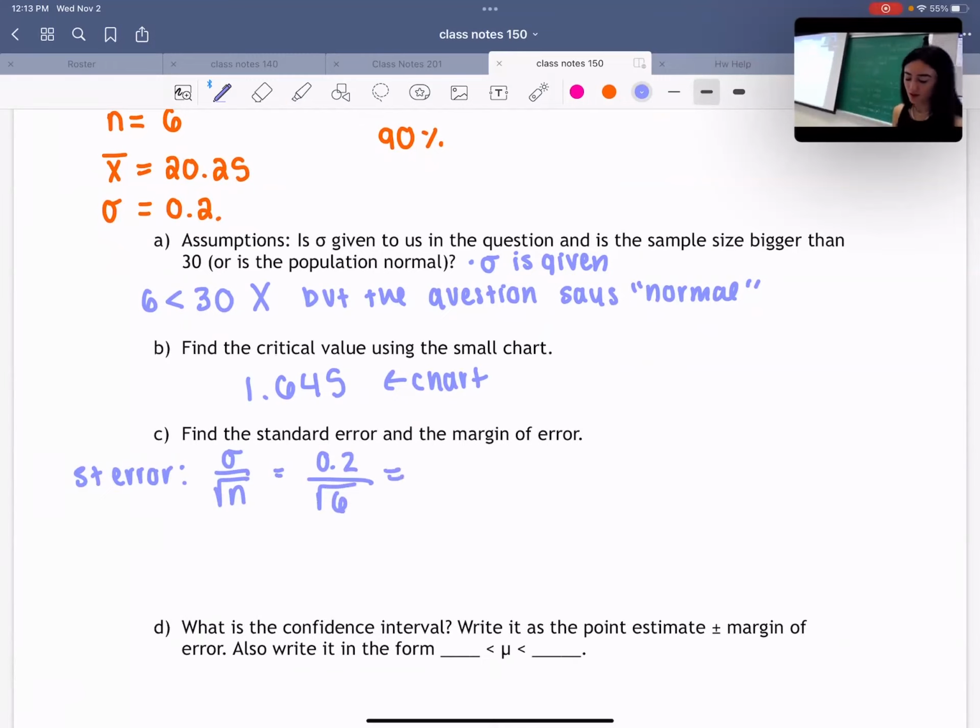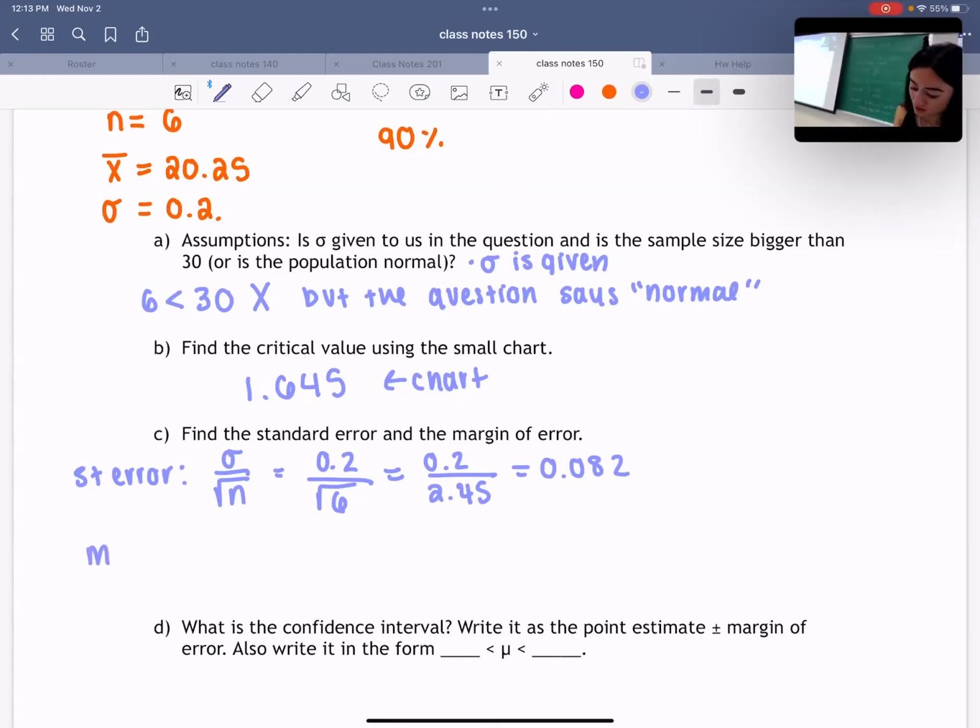Now I recommend, if you don't have one of those high-powered calculators, do the square root of 6 first, which I did not do, so I'll do that right now. And I got 2.45. Okay, and then once you're done writing that down, you can do the division and get 0.082. So that's our standard error.